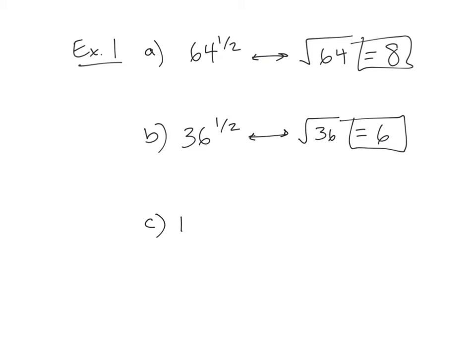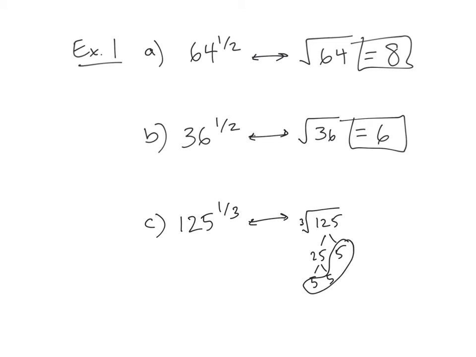Let's try another one here, 125 to the power of 1/3. Again, 1/3 is going to indicate cube root. So go ahead and make that conversion into a cube root problem and enter your answer when you're ready. So we got the cube root of 125, and again, 125 is 25 times 5, and 25 is 5 times 5. So that's 3 5s, so 5 times 5 times 5, 125. So the cube root of 125 is 5. And another way of writing the cube root of 125 would be 125 to the power of 1/3, using that fractional exponent.